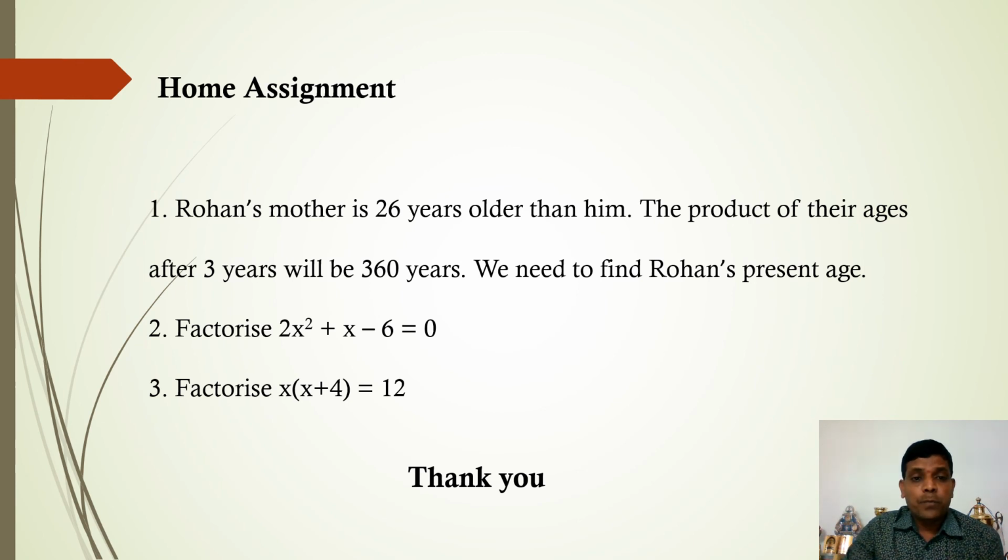I gave some questions, you should practice at home. Ron's mother is 26 years older than him. The product of their ages after 3 years will be 360. We need to find Ron's present age. And the second one is factorize 2x square plus x minus 6 equals 0. And the third one, factorize x into x plus 4 equals 12.